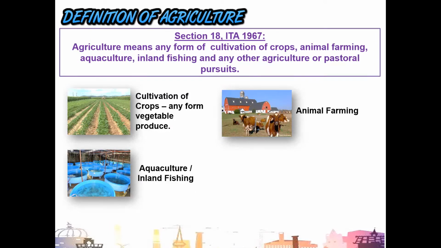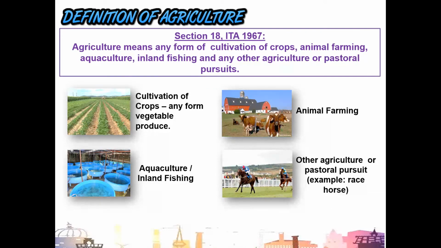Agriculture also means aquaculture or inland fishing, yang mana kita ada buat membela ikan dalam sangkar ataupun membuat ikan ataupun cendawan ataupun kupang, kerang, everything is called aquaculture. Ataupun ada agriculture ataupun pastoral pursuit. Okay, kadang-kadang kita bukan membela binatang untuk makanan livestock sahaja, tetapi kita juga membuat bisnes membela kuda ataupun haiwan untuk pertandingan. Okay, so those are called agriculture.